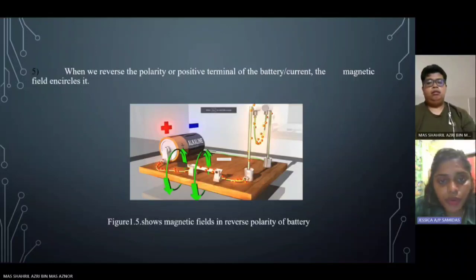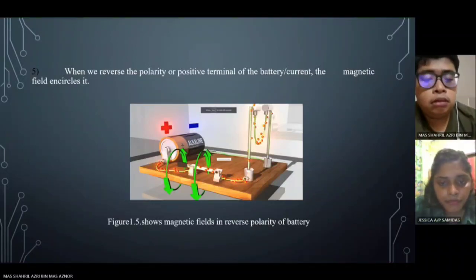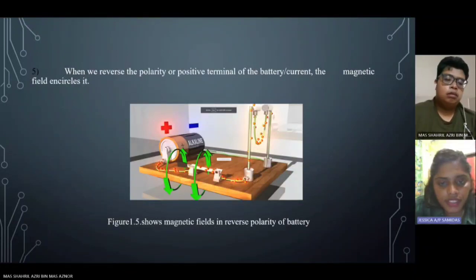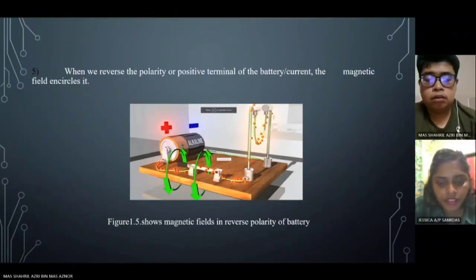Next, when we reverse the polarity of the battery, positive and negative, we can still see the magnetic field here. This is the output.